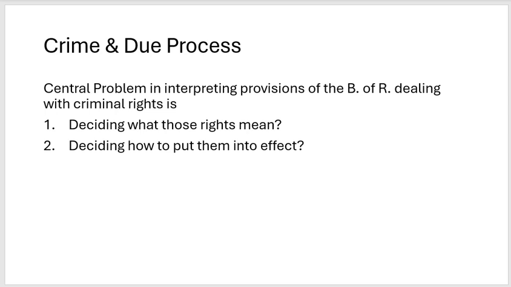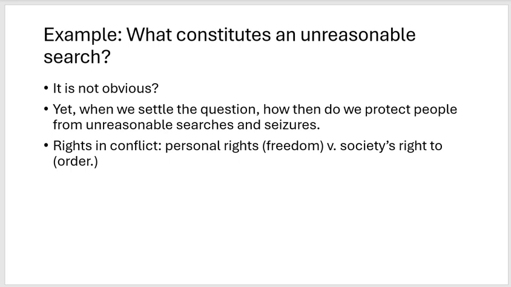There is a central problem in interpreting provisions of the Bill of Rights that deal with criminal rights. The court has had to decide what those rights mean, and how best to put them into effect. If you take a look at those amendments, the amendment does not say what constitutes an unreasonable search and seizure. Further, the amendment does not say if an unreasonable search and seizure is committed, how do we enforce that? How do we prevent that from happening? Or if it does happen, what is the remedy? So it's not obvious as to what constitutes an unreasonable search and seizure.